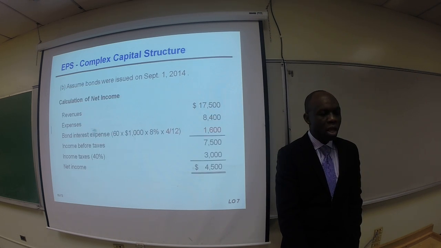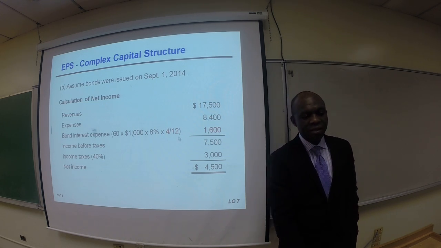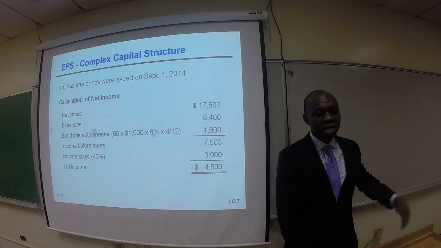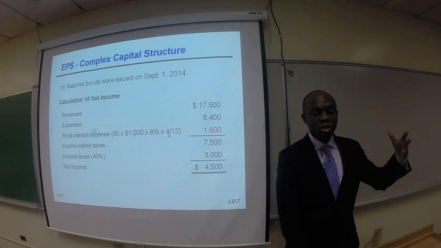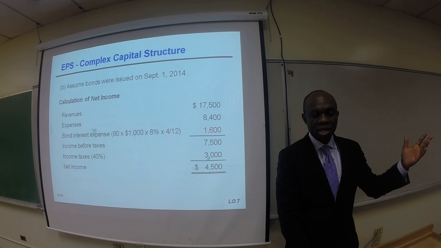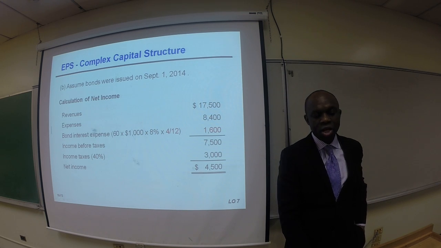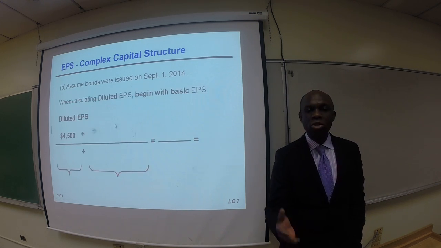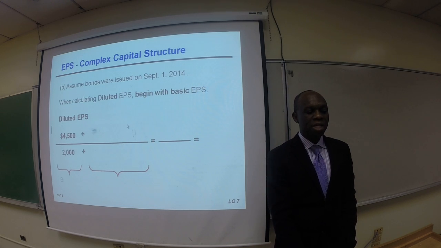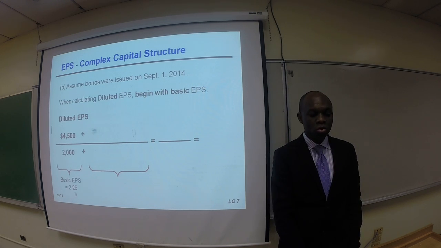Now, let's make a slight adjustment to that illustration. Here, the same facts, except that the bond was issued during the year, not at the beginning. So for the last 4 months of the year, we now have to make that adjustment for 4/12. So the bond interest expense is now only 1,600. Then the income tax at 40% is 3,000. So the net income is 4,500. Pretty much the same thing that we just illustrated. Now the basic EPS is $2.25 after that slight modification.